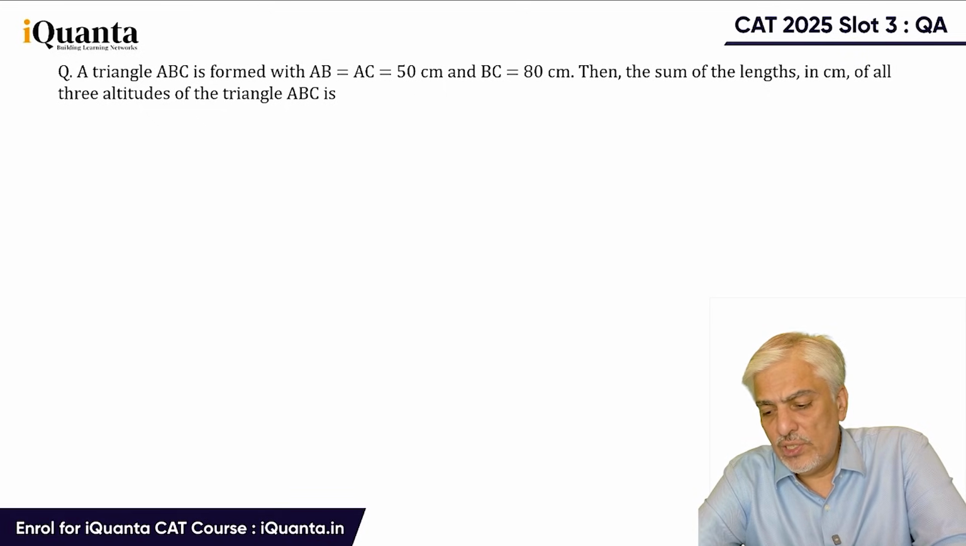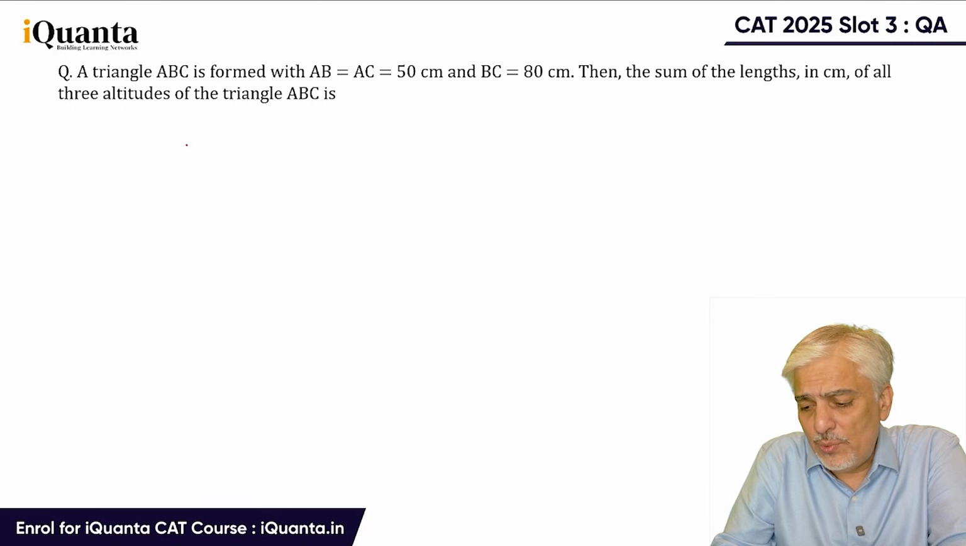Let's have a look at the next question. A triangle ABC. So we've got geometry with two sides equal. So it's an isosceles triangle. All three sides are given. We want the sum of the length of all the three altitudes. I don't know about all three altitudes, but one altitude looks very, very simple.